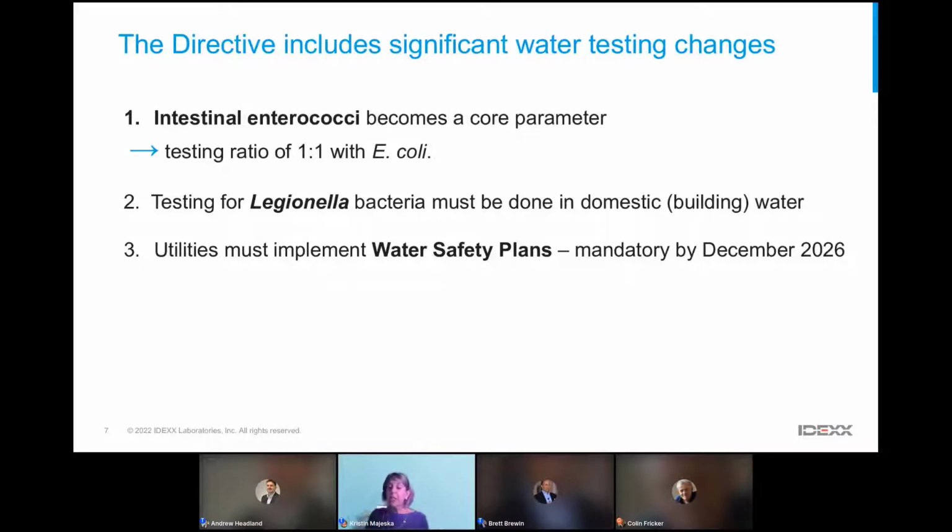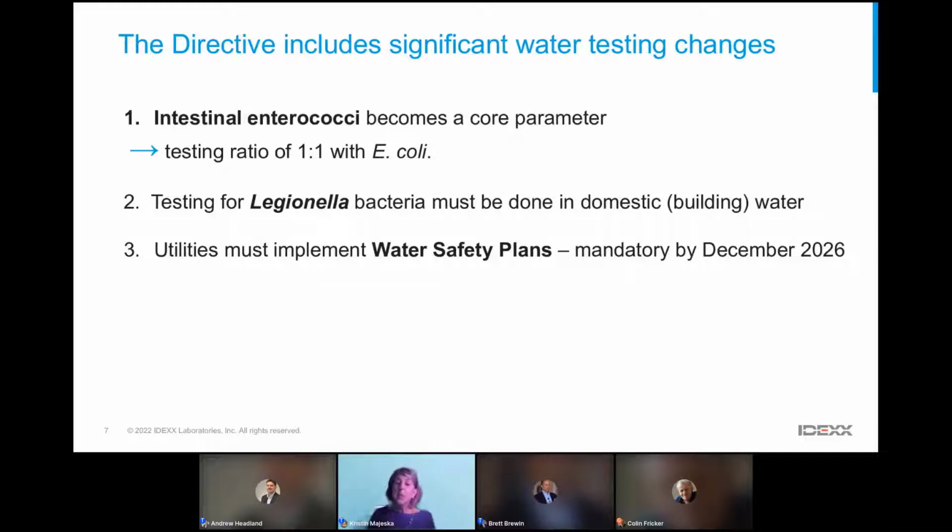A second significant change is a brand new requirement that Legionella testing must be done in domestic water systems. You can think about this as building water systems in priority buildings. Now, in contrast to the enterococci provision, however, this new directive requirement leaves lots of flexibility for the individual member states to decide what kind of testing should be done with what frequency and to define what buildings specifically qualify as priority buildings.